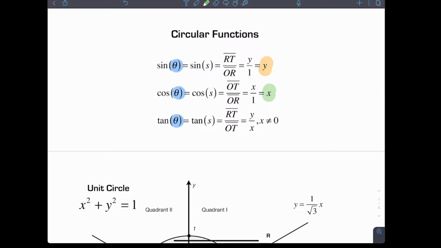And then you say, well, what is tangent? Y over what? X. Of course, you could never divide by 0, so you always want to remember x can't be 0. So, ladies and gentlemen, these are known as the circular what? Functions. Let's get that applause so you guys can write this stuff down.